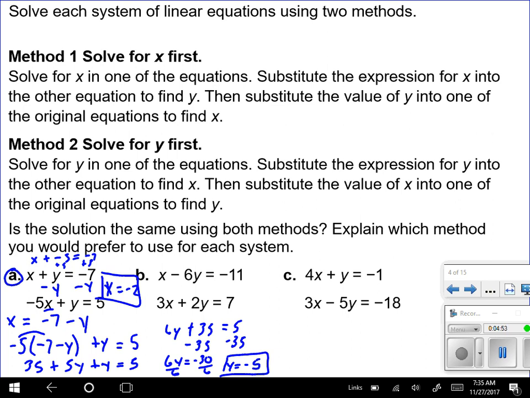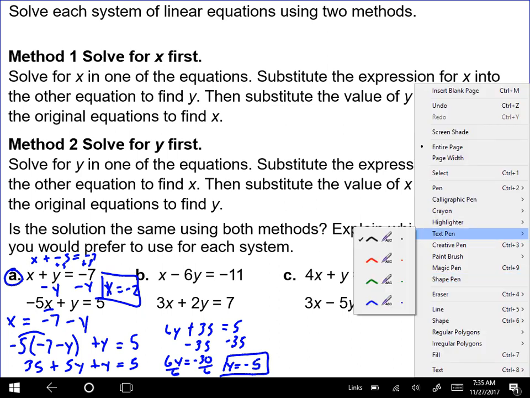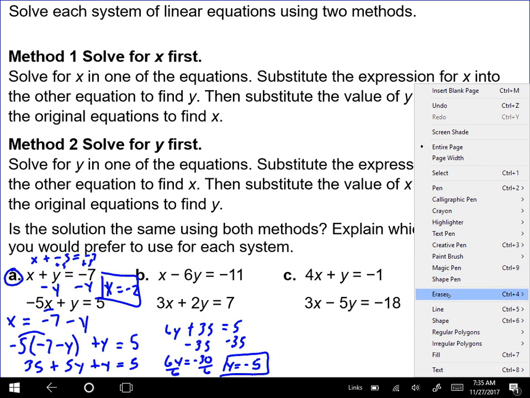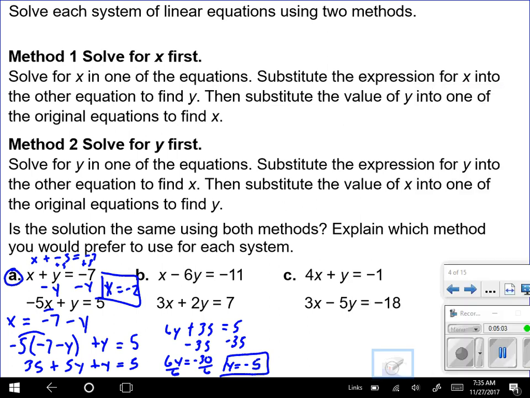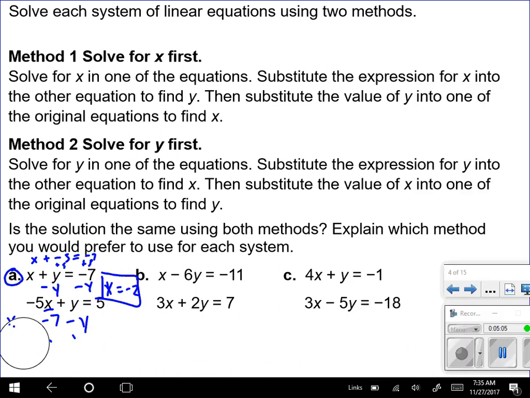The second one is I'm solving for y first. So I'm going to go ahead and erase what I did. Remember, I got -2, -5. And you're going to come to see that either way works.